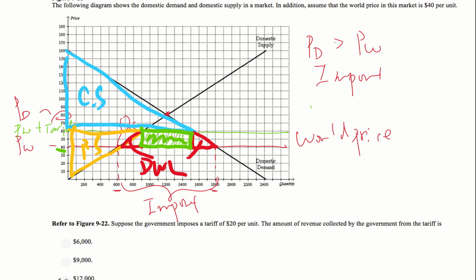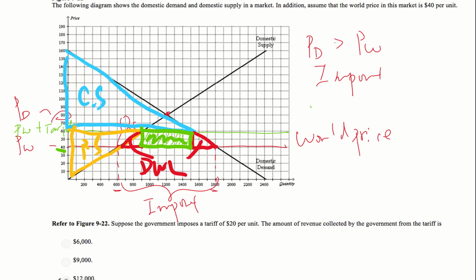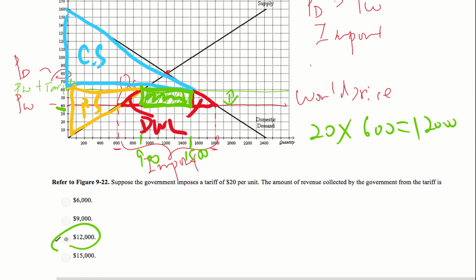Okay, so to find that area, let's do the math. The vertical difference is from 40 to 60, so the vertical difference is 20. The horizontal difference is from 1500 to 900, so the horizontal difference is 600. Now do not divide it by 2 because this is a rectangle. A triangle is divided by 2, but since we have a rectangle here, just keep it as base times height. So the answer should be 12,000. Okay, so C is our answer for this question.